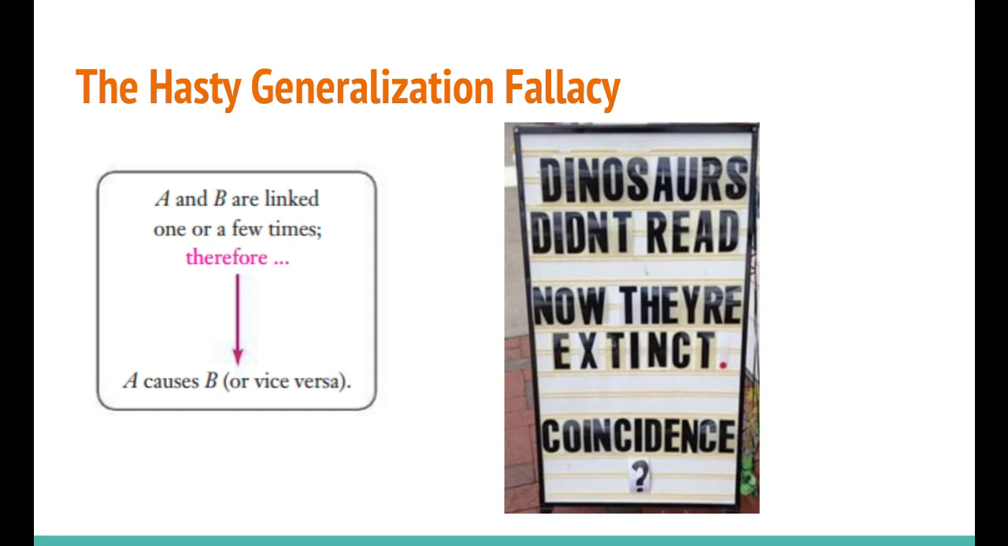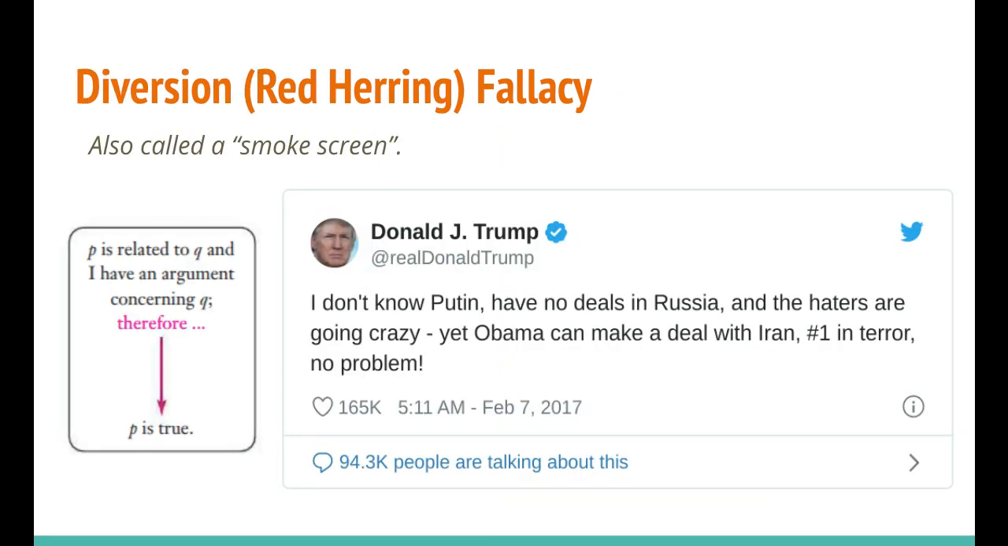They're taking these really specific examples of dinosaurs and generalizing it to all animals that walk the earth, specifically to humans. Okay, so A and B are linked maybe one or a few times. That means A causes B or vice versa. Okay, so hasty generalization.